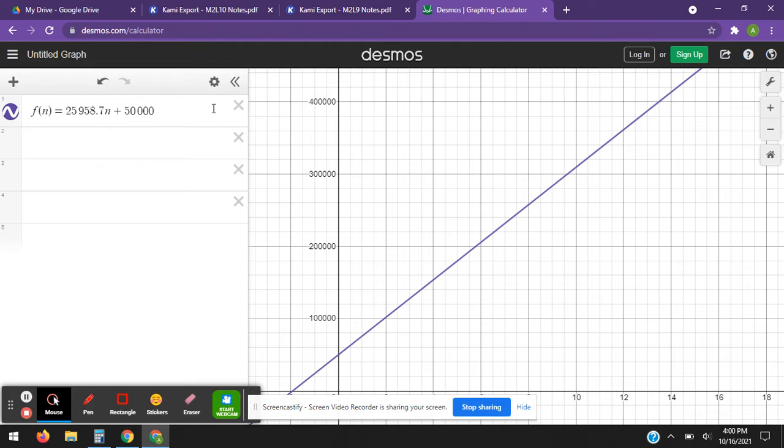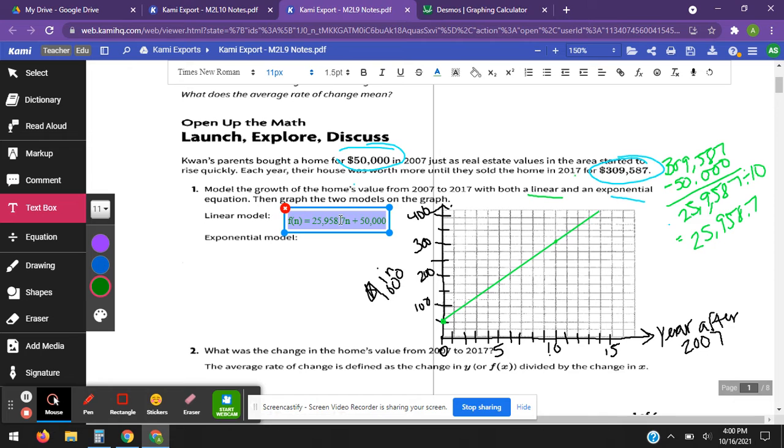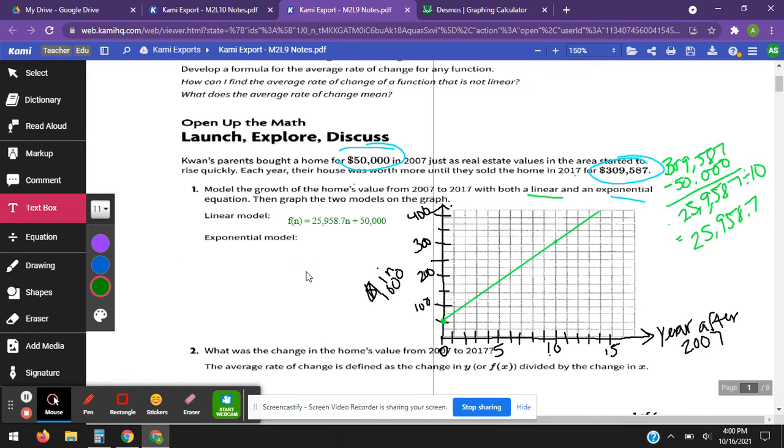Okay, and one thing I'm going to do with this, I'm going to go to my settings and create a table with it. And I want to go 0, 1, 2, 5, and 10. Okay, so I can see that my numbers all work out on this table, so I can see that, yep, they're all on that line.